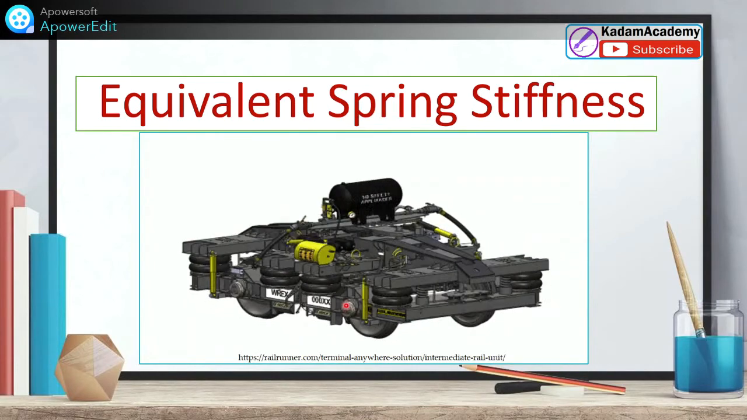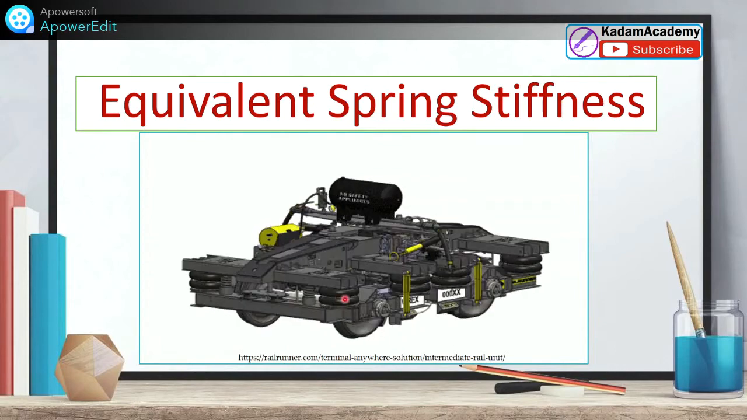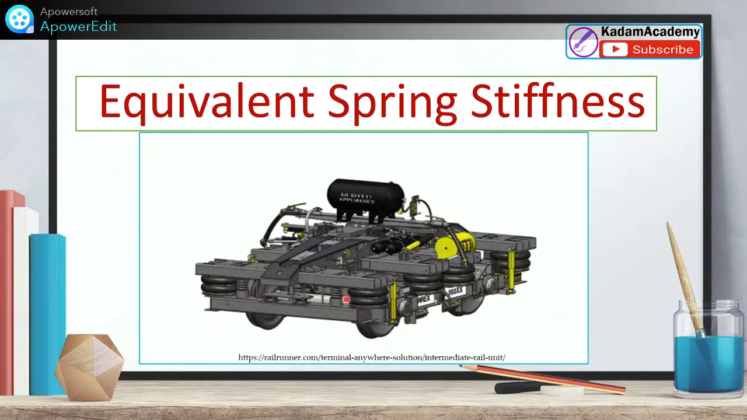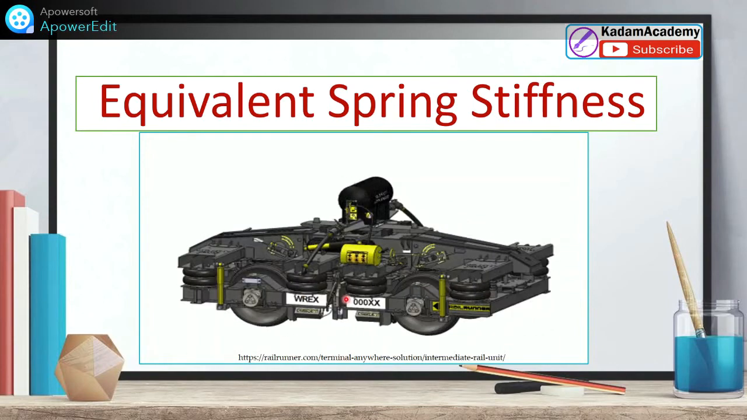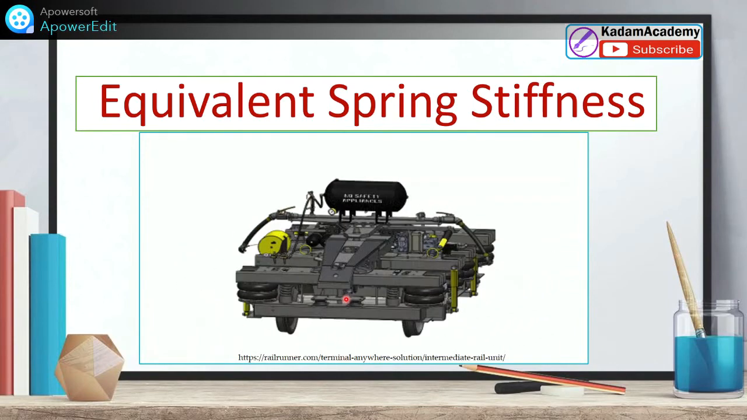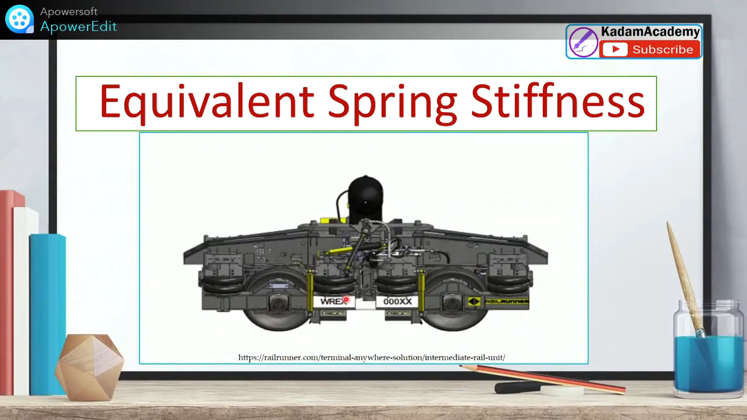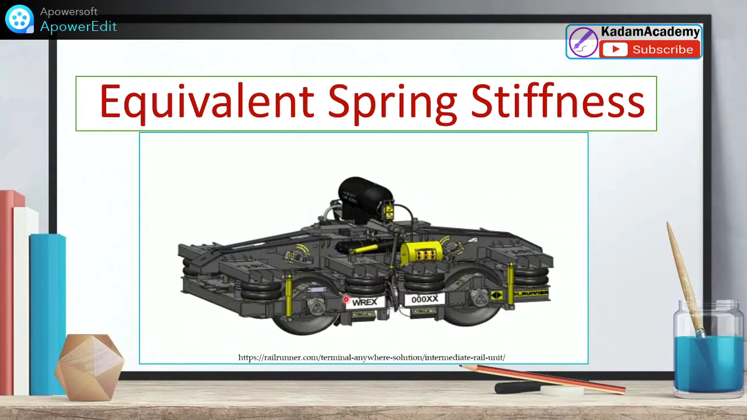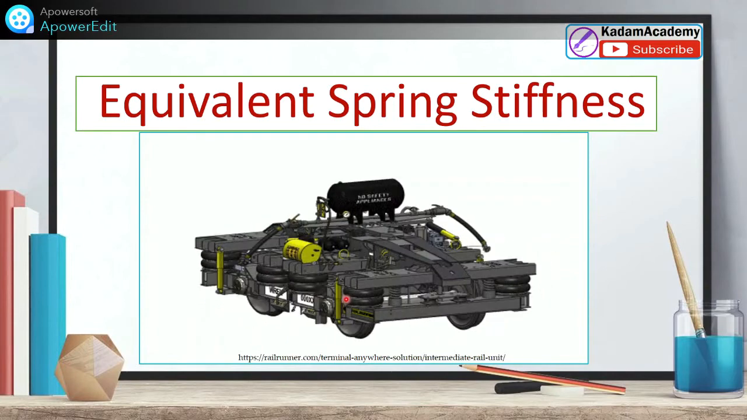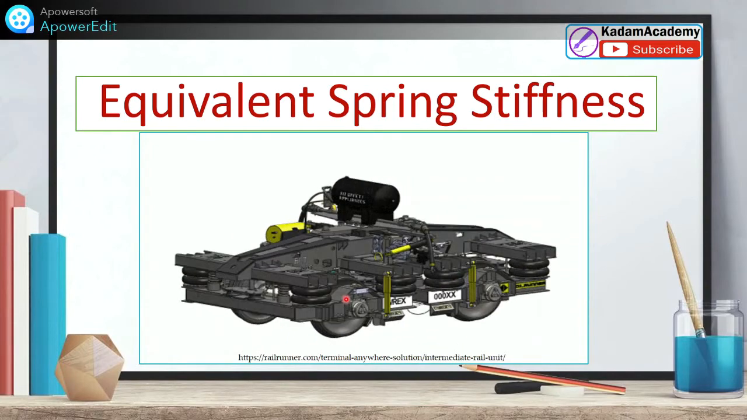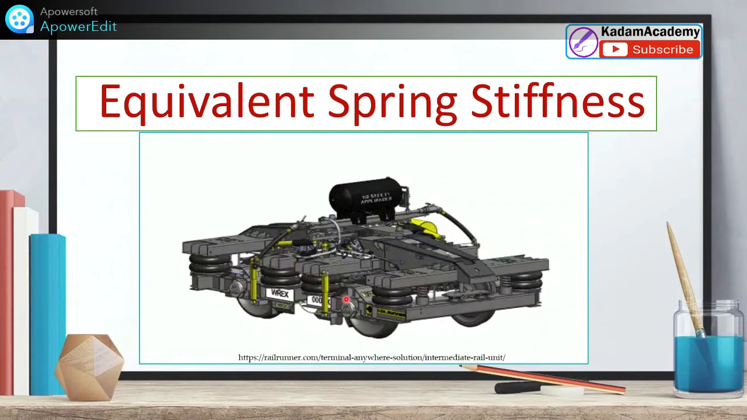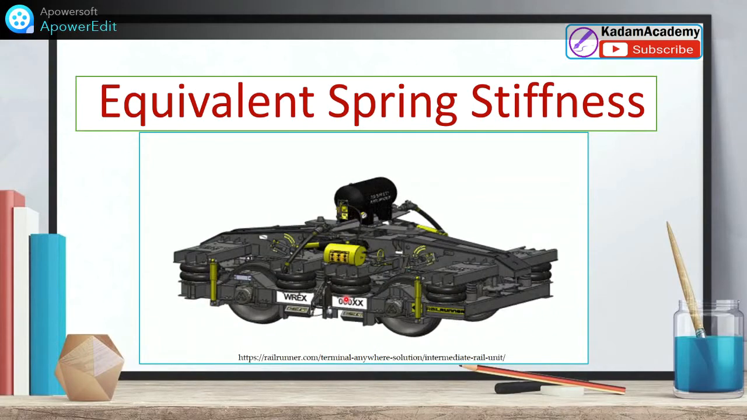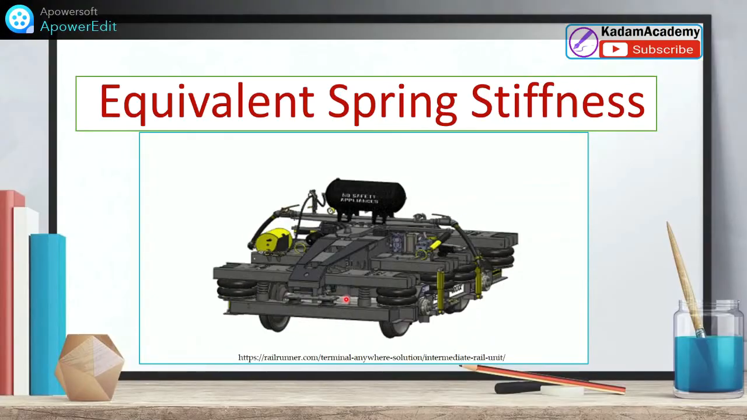But what will happen when a number of springs are there? Many applications have a number of springs. How do we find out the equivalent spring stiffness? To calculate the equation, we require this. How to calculate this equivalent spring stiffness? This is one example to show you the application. So we'll study in this video regarding the equivalent spring stiffness.